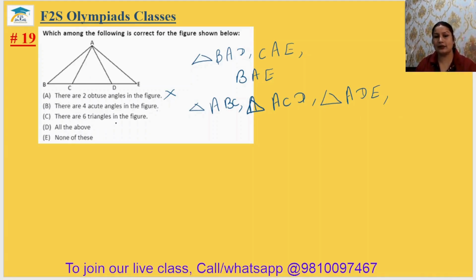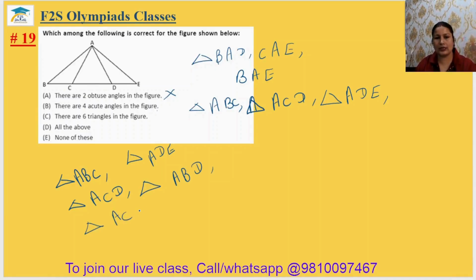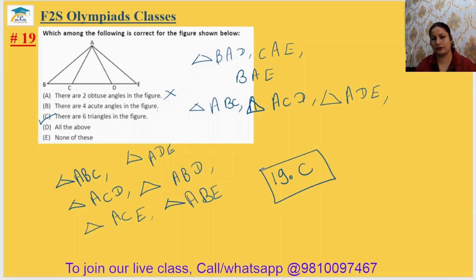Okay. There are 6 triangles in the figure. So let's check it. Triangle ABC, triangle ACD, triangle ADE, triangle ABD, triangle ACE. Okay, now triangle ABE. Yes, we can say 6 triangles in the figure. So 19th answer will be option C.